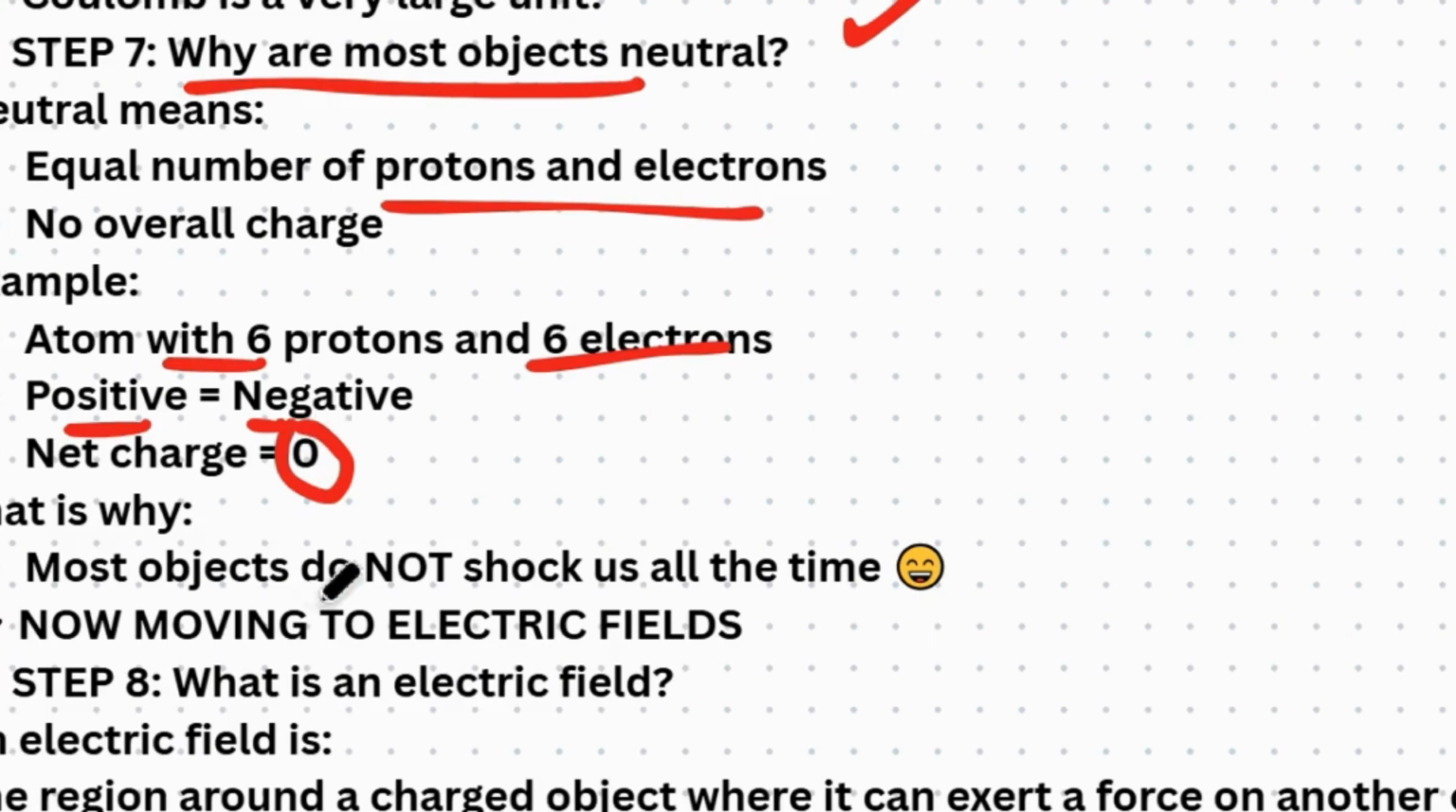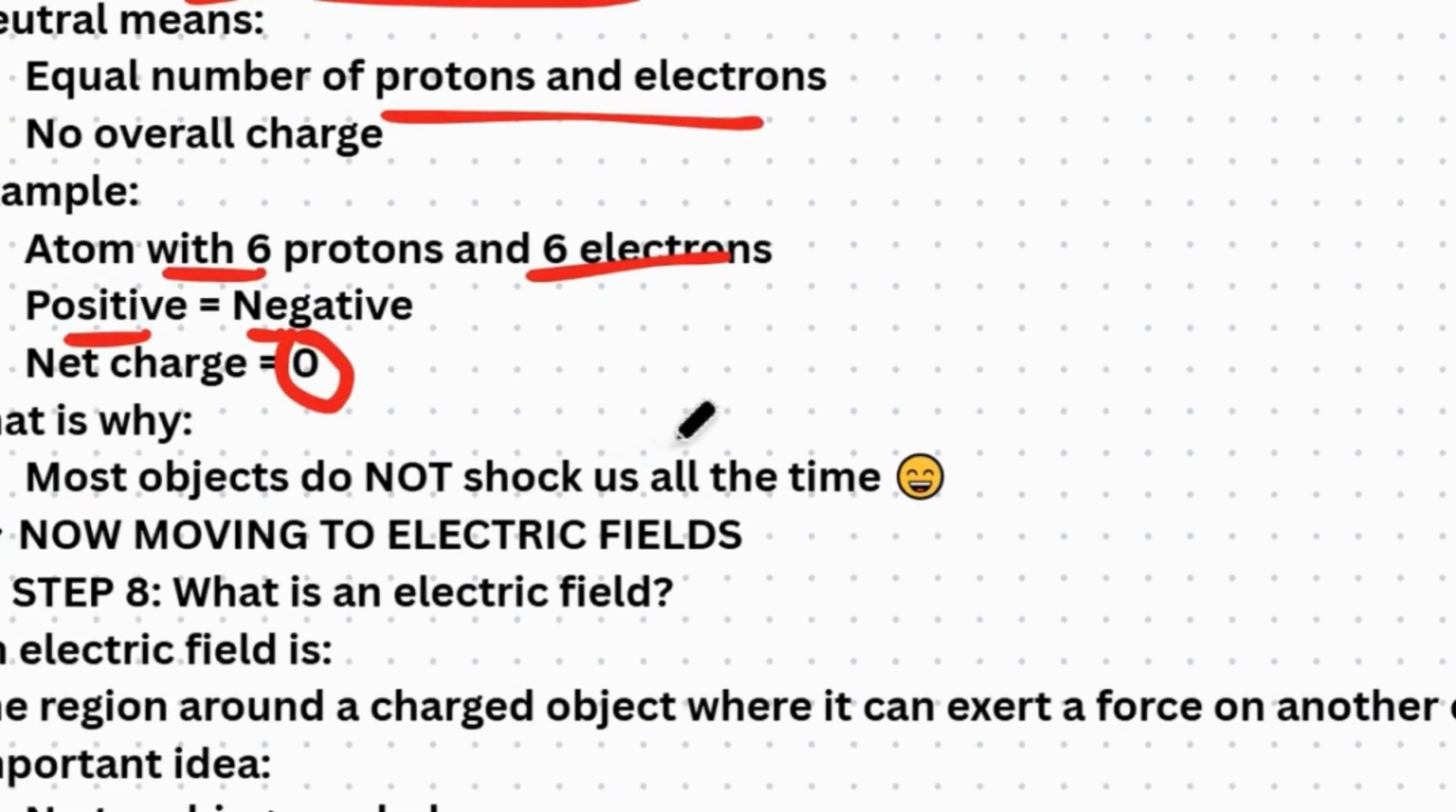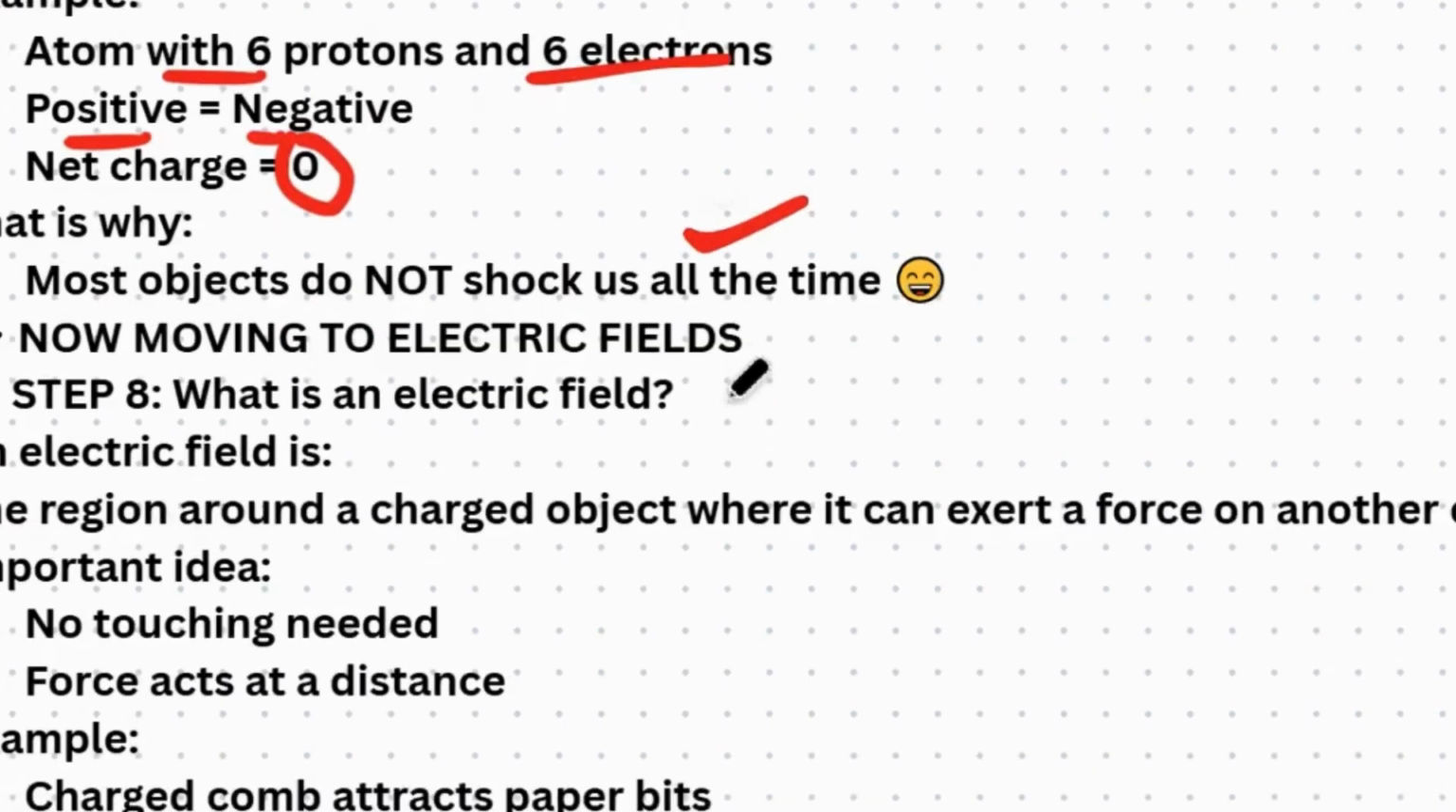That's why most objects don't shock us all the time, because they are neutral. It means they haven't been rubbed with some opposite object, that's why they are not giving you the shock. That's the only reason, because they are neutral.